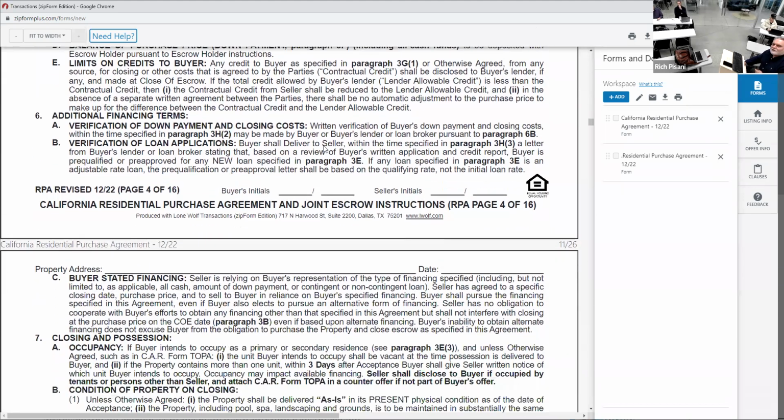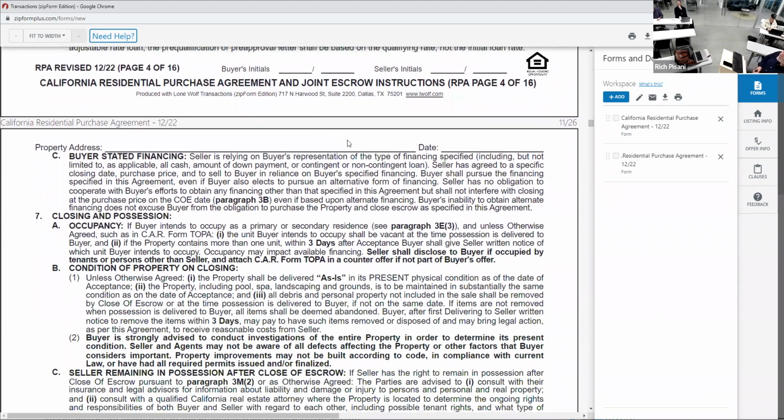Verification of down payment, though, those are pretty self-explanatory. Buyer stated financing. Okay, so it's a cash deal. So seller is relying on buyer's representation of the type of financing specified. So all cash, even the amount of the down payment. Seller has agreed to a specific closing date, purchase price, and to sell to the buyer in reliance on the buyer's specified financing. Buyer shall pursue the financing specified in the agreement, even if the buyer also elects to pursue an alternative form of financing.